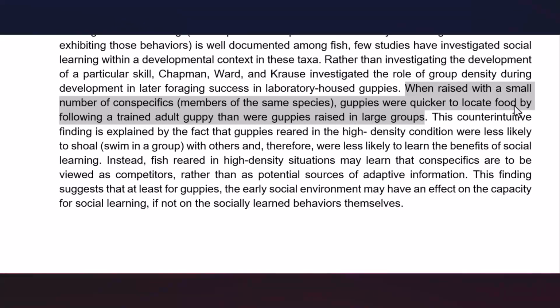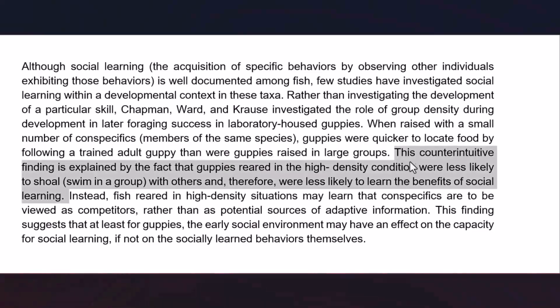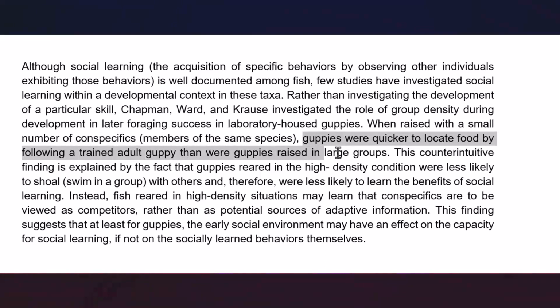Guppies were quicker to locate food by following a trained adult guppy than were guppies raised in large groups. So this sentence tells us guppies in small groups can locate food better than large groups, and in small groups they follow an adult guppy, and this way they locate food. Sentence 4. This counterintuitive finding: this here is a demonstrative pronoun, refers to this finding that guppies are quicker to locate food by following a trained adult guppy in a small group than in a large group.